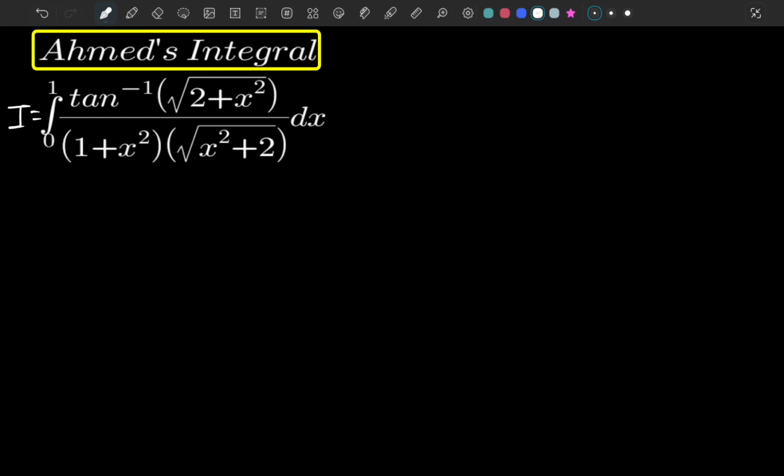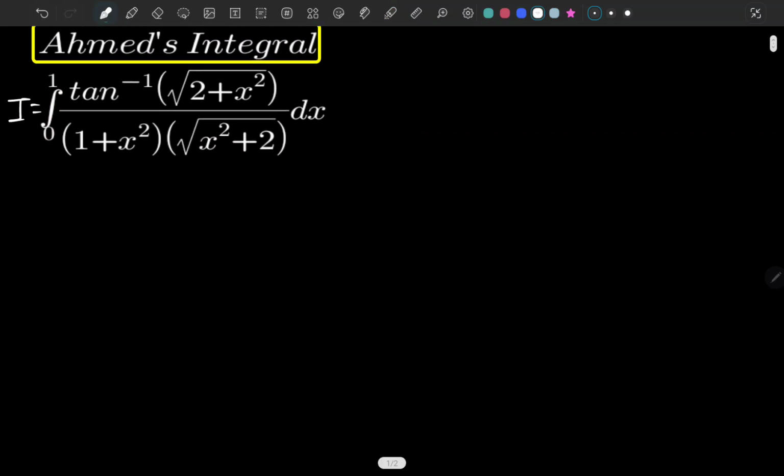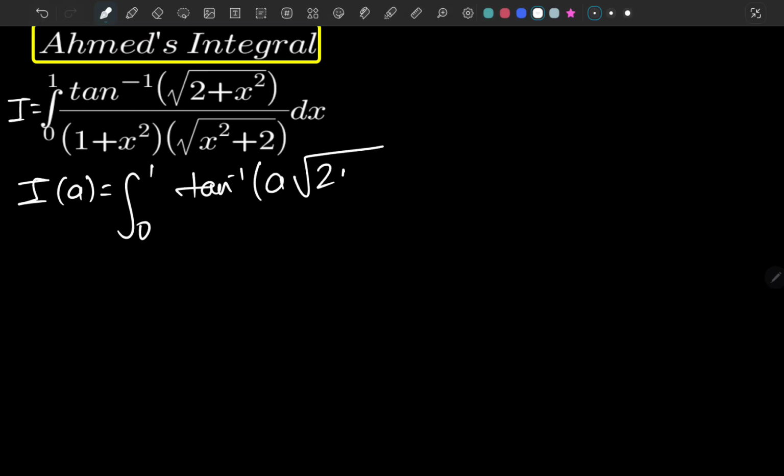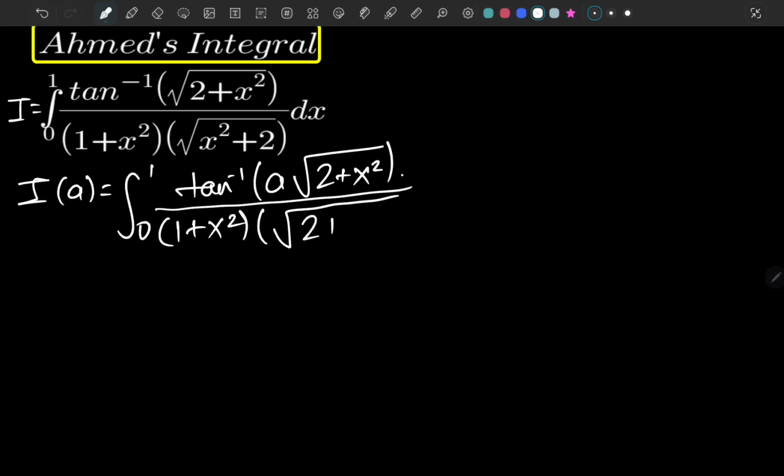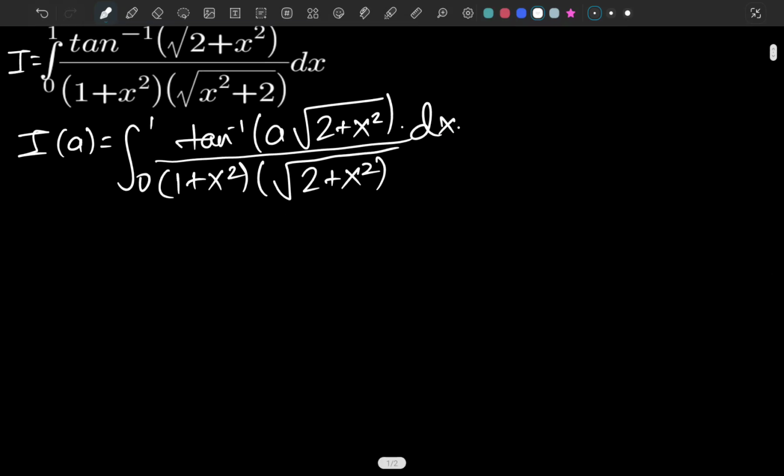Okay, so firstly we will assume that our integral is I. I already did that, you can see here. I'm just going to use the Feynman technique, that is parameterization, instead of anything else. So I'm going to parameterize the integral: I of a is the integral from 0 to 1 of arctangent of a times square root of 2 plus x square over 1 plus x square, times square root of 2 plus x square, dx. This is a parameterization, right? Here a is a parameter.